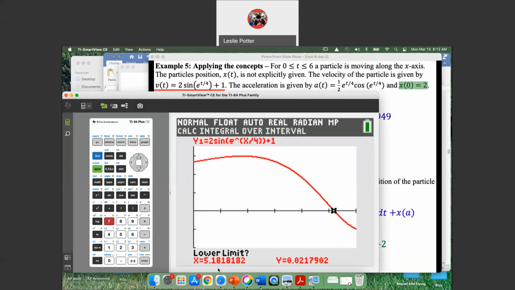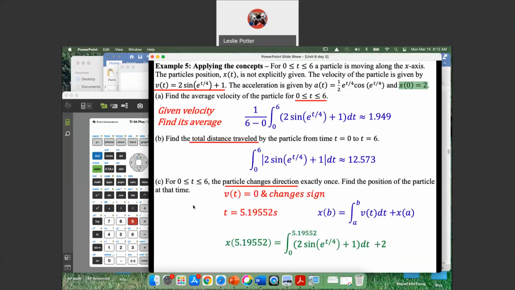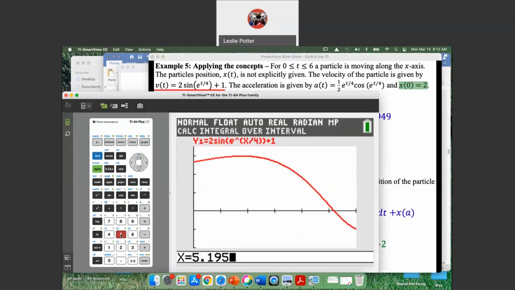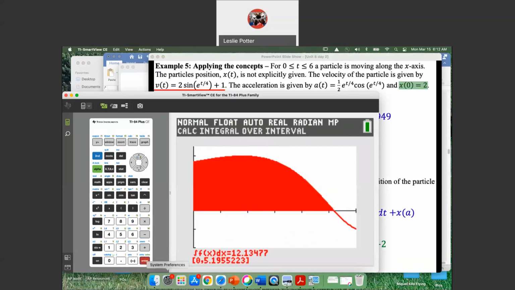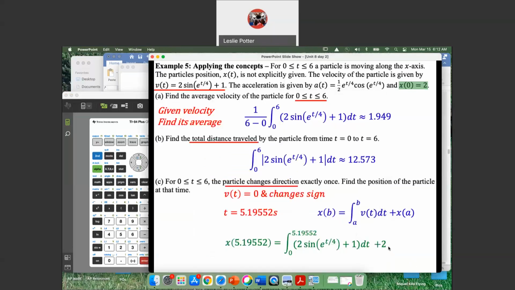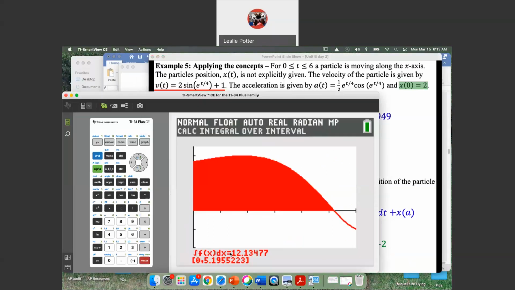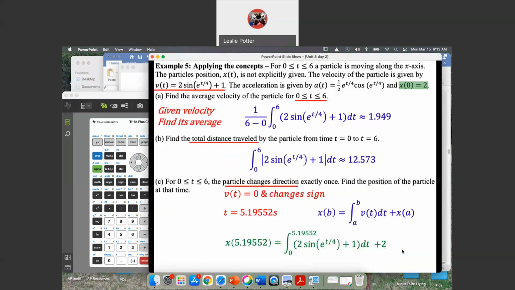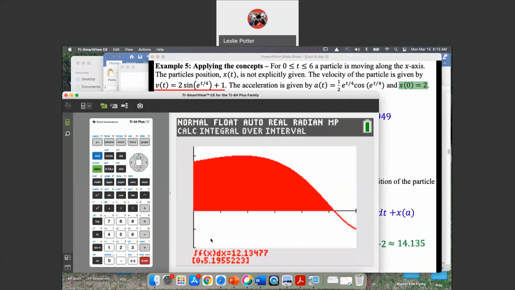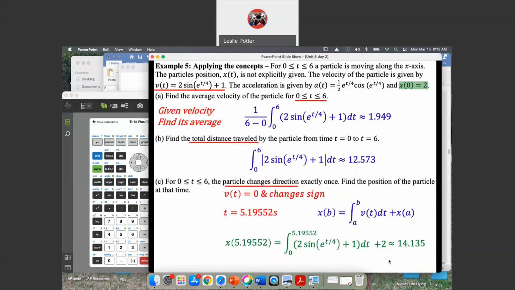So my lower limit is going to be x equals 0. And my upper limit is going to be my 5.19552, it was 223. There is my change. It's 12.13477. When I add 2, I should get 14.13477. So 14.13477 rounds to 14.135. And that's your final position.